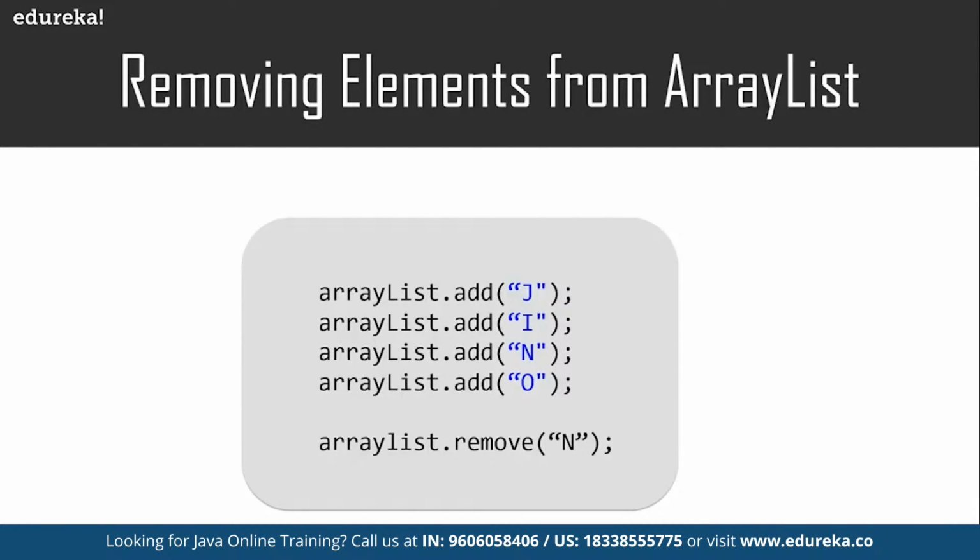So basically what is an array list? An array list is the implementation of list interface where the elements can be dynamically added or removed from the list. Also, the size of the list is increased dynamically if the elements are added more than the initial size.